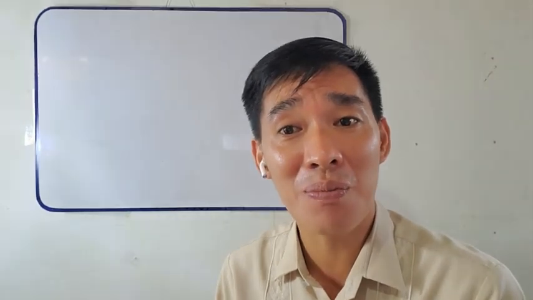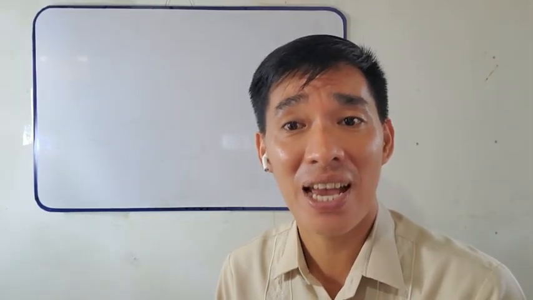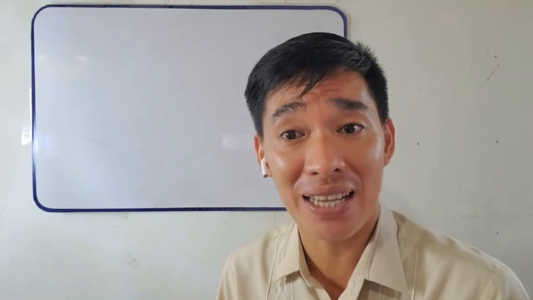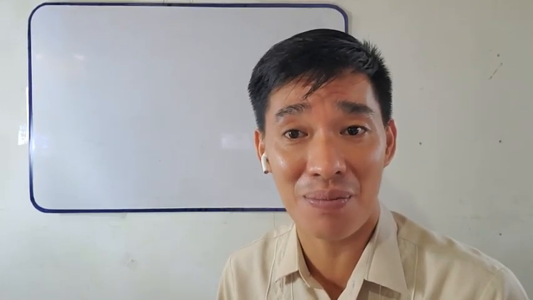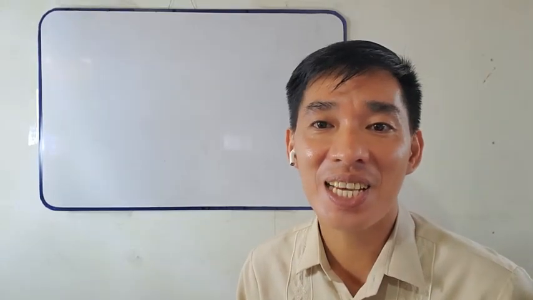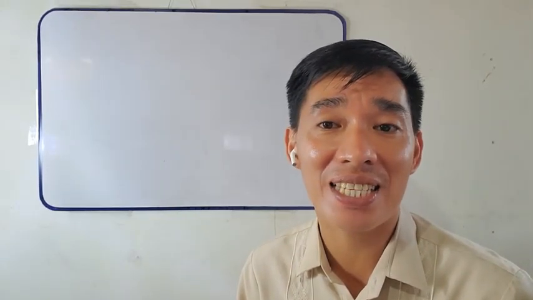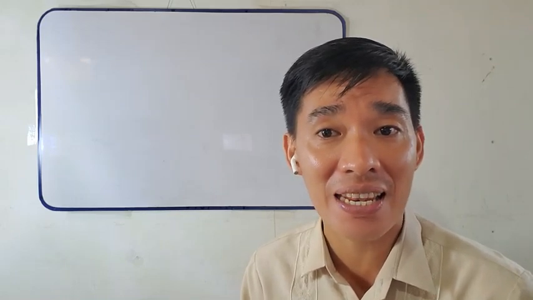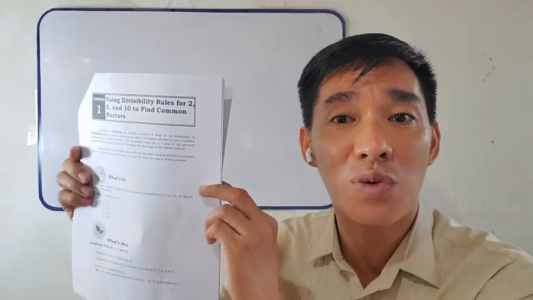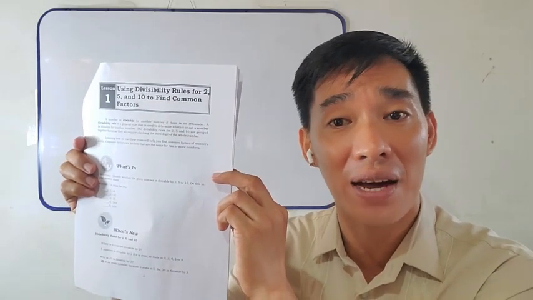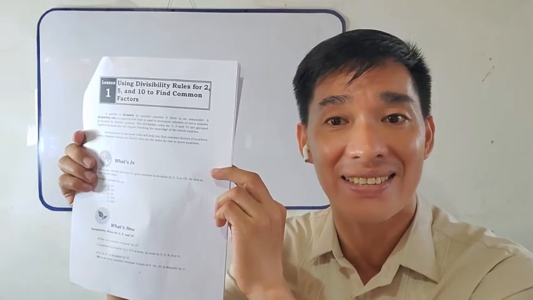To start, I want to know if you still remember how to divide numbers. This is the skill that we need to remember in answering our first activity on page 2 of your module. You are asked there to identify if a number is divisible by 2, 5, or 10.